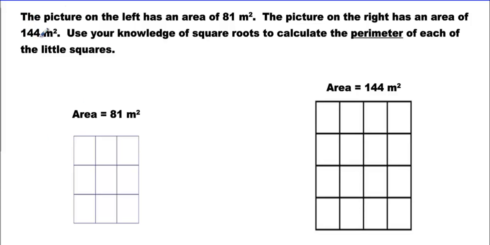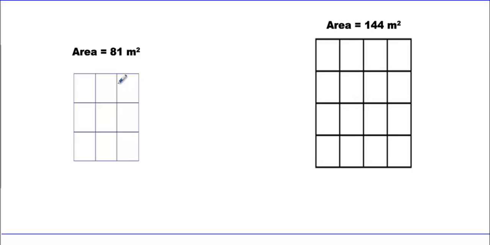Here's another one, a little bit more advanced. It asks us to use the picture on the left. Oh, here's the left. We have an area of 81. Okay. The picture on the right has an area of 144. Okay, that tells us that. Okay, great. Use your knowledge of square roots to calculate the perimeter of each of the little squares, the little ones, guys, not the whole thing. We want to find the perimeter of just one little baby square.